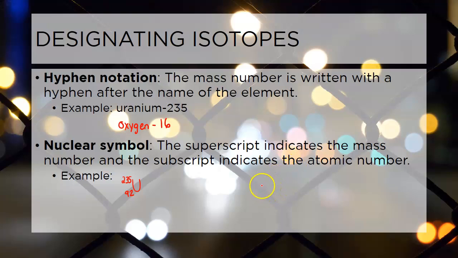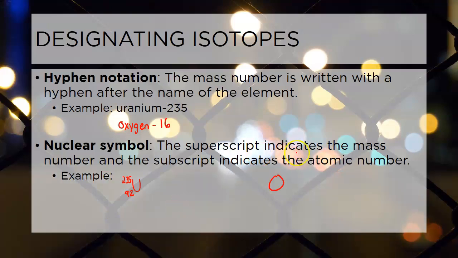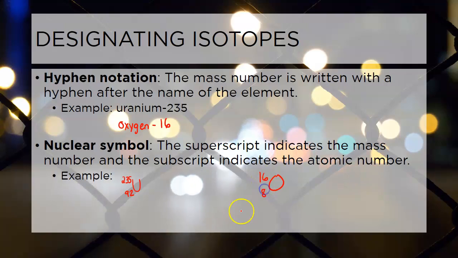Anybody know oxygen's atomic number? Well, 16 was the mass number, and 8 was the atomic number. What's nice about this is it just kind of inadvertently gives us a subtraction problem.